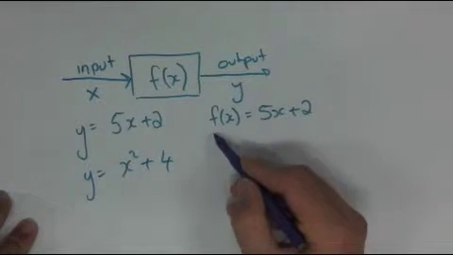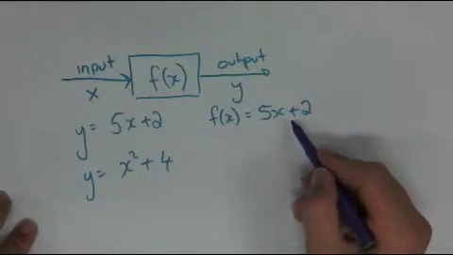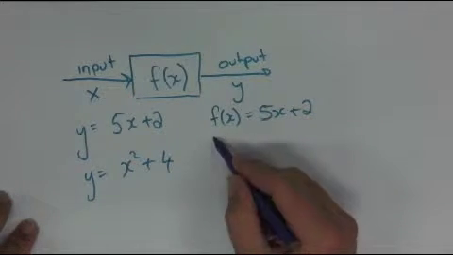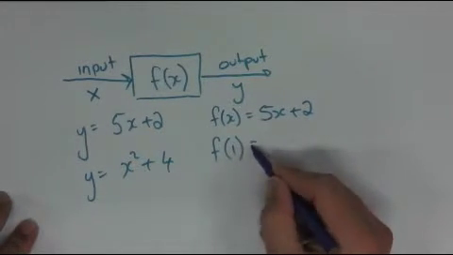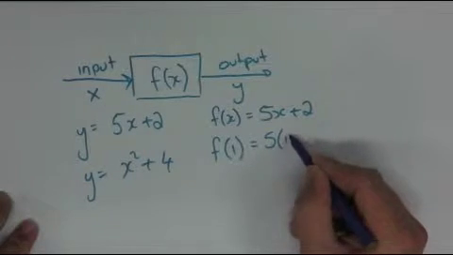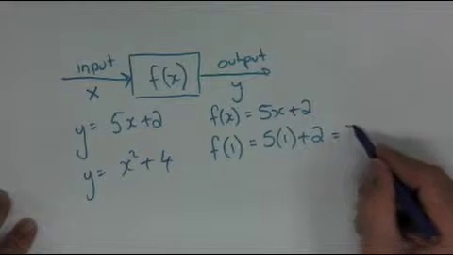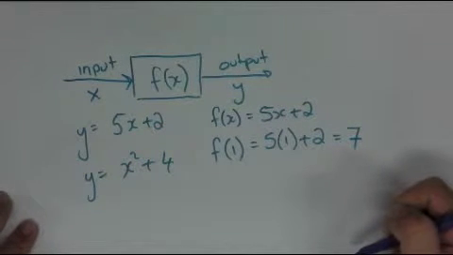And so we say that the function of x, because the function contains x as its variable, is equal to 5x plus 2. Therefore, if I gave you f of 1, that would mean that wherever I see an x in my function, I'd replace it with 1. So 5 times 1 is 5, plus 2 is 7.